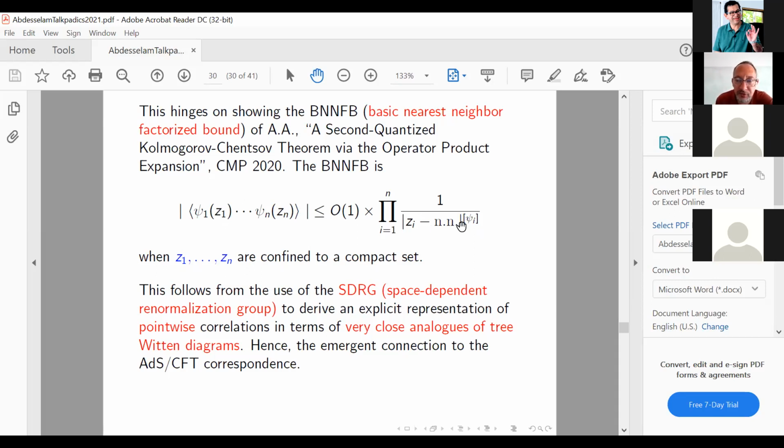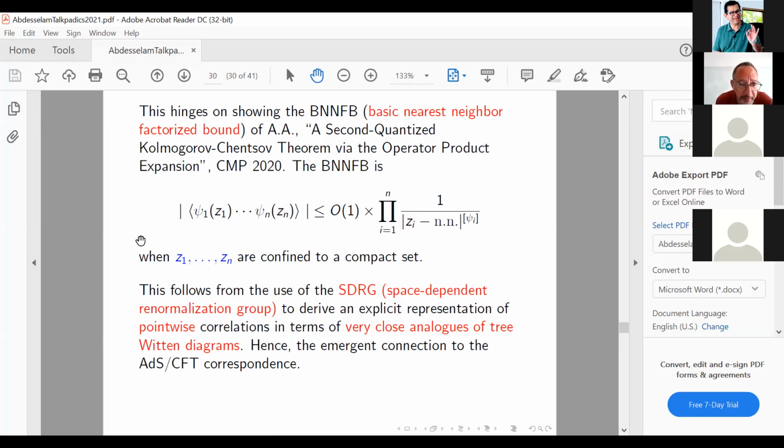So you take the distance to the closest other point, you raise it to the power which is the scaling dimension of the ith field we're talking about, and you take the product. And so this is what I called a basic nearest neighbor factorized bound. And you can read about this in my recent article in CMP from last year.